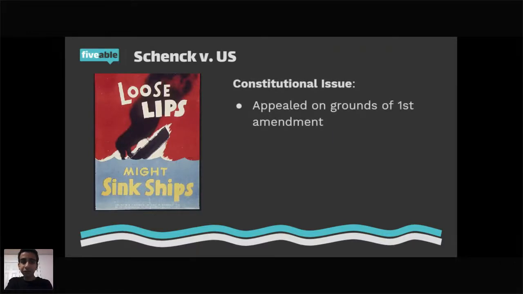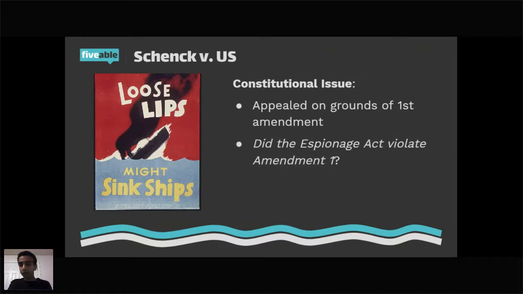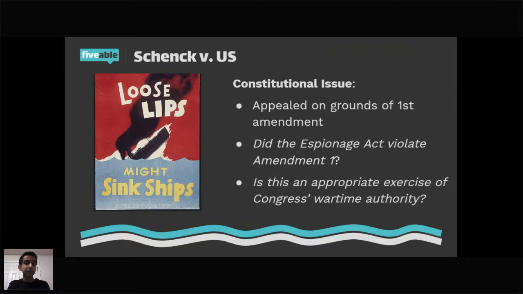The constitutional issue here is that Schenck appealed on the grounds of the First Amendment. He said, hey, I had my First Amendment free press rights, my First Amendment free speech rights. Why can't I publish these leaflets? Why does it matter? So what was discussed within the case was whether the Espionage Act violated the First Amendment, and whether restricting the distribution of these leaflets, charging Schenck under the Espionage Act, was an appropriate exercise of Congress's wartime authority. Could Congress do that in war, technically?